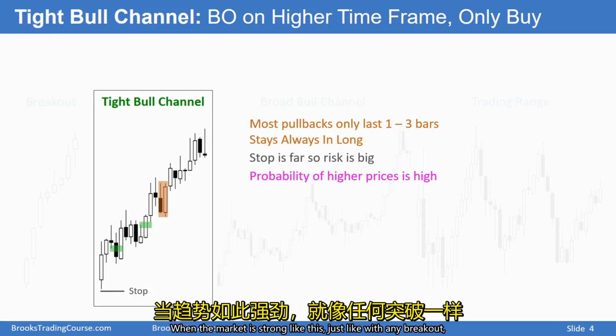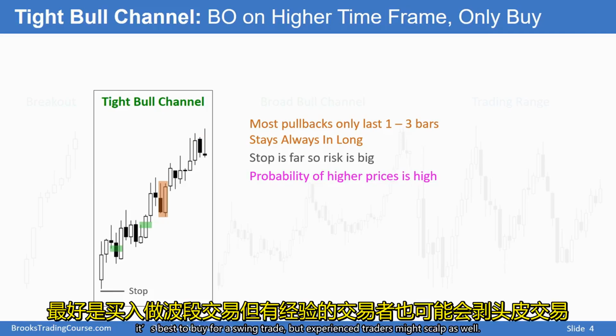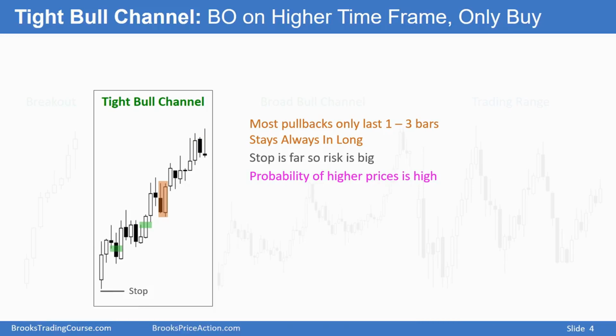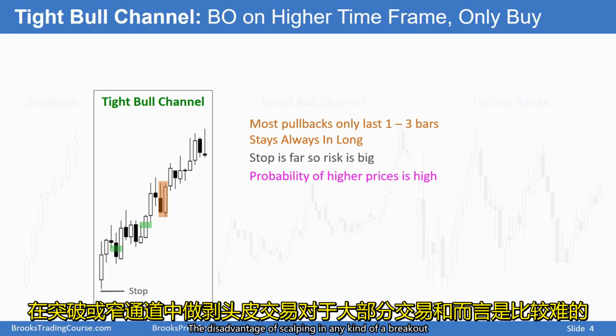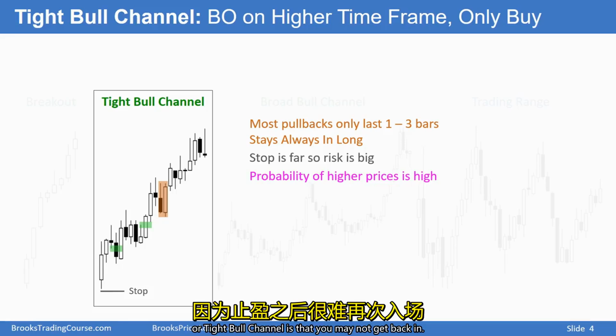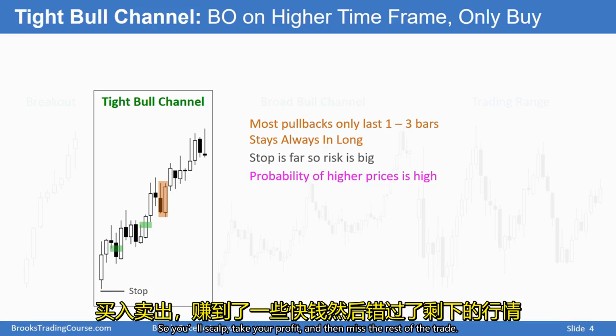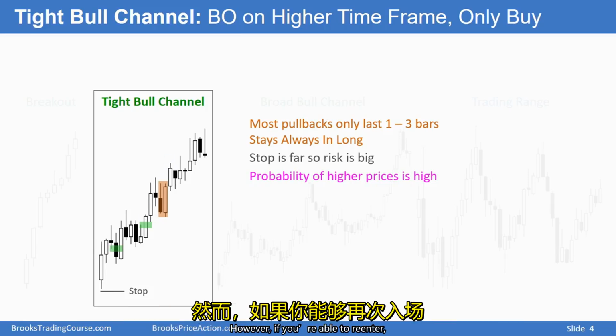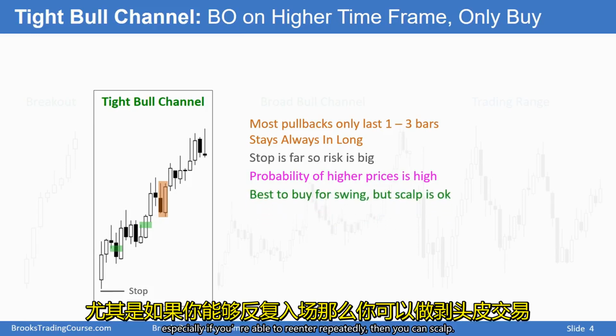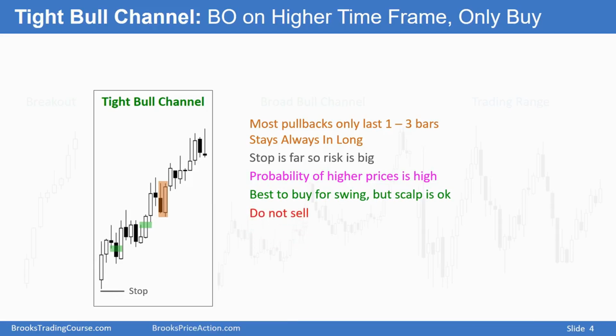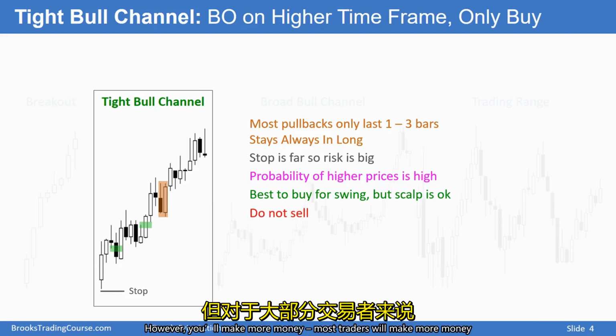When the market is strong like this, just like with any breakout, it's best to buy for a swing trade, but experienced traders might scalp as well. The disadvantage of scalping in any kind of a breakout or a tight bull channel is that you may not get back in. So you'll scalp, take your profit, and then miss the rest of the trade. However, if you're able to re-enter, especially repeatedly, then you can scalp. However, most traders will make more money.